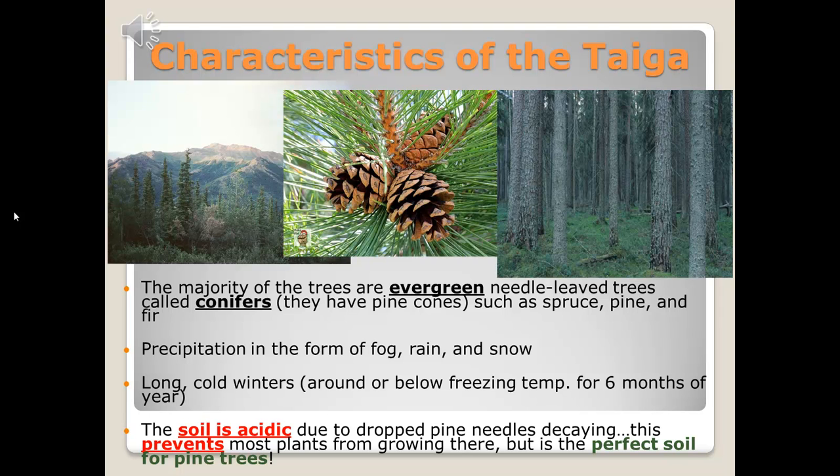The soil is acidic due to dropped pine needles decaying. This prevents most plants from growing there, but the acidic soil is perfect for growing pine trees. And take a look at the picture on the right. As you look at the floor, the lower levels of this forest, very few different types of plants, just some underlying grass. Because again, that acidic soil is not good for those plants, but the pine trees, as you can see, thrive there.